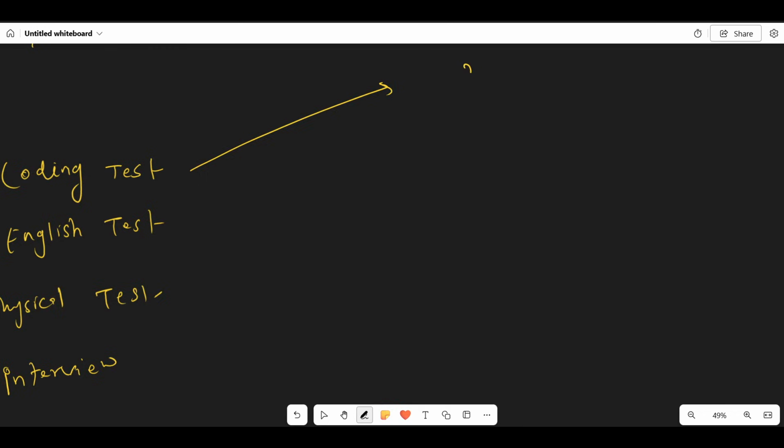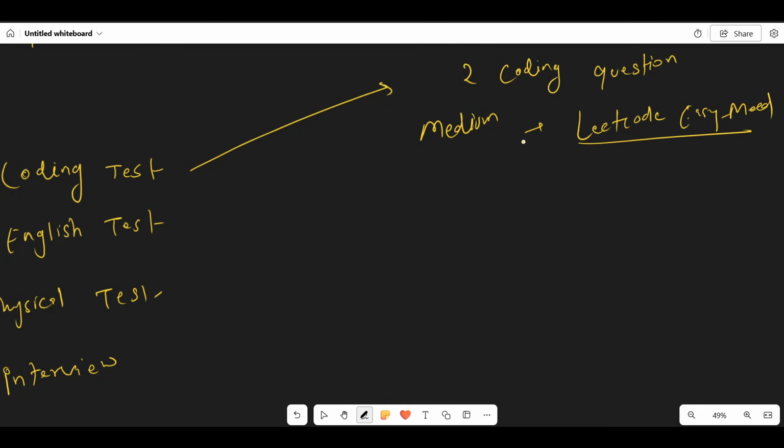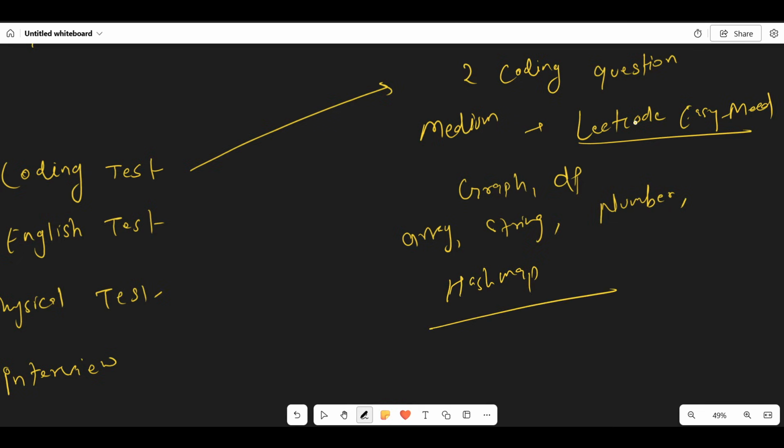Generally, in the coding test, you will be getting two coding questions. The level of the coding questions will be medium. You can expect LeetCode easy to medium level questions here. The questions will not be from graphs and DP and all. These will be questions from general data structures like arrays, strings, numbers, hash maps. But definitely there will be some algorithm which you need to implement to get the actual answer. The level of the questions will not be easy. The questions will be of roughly medium level.